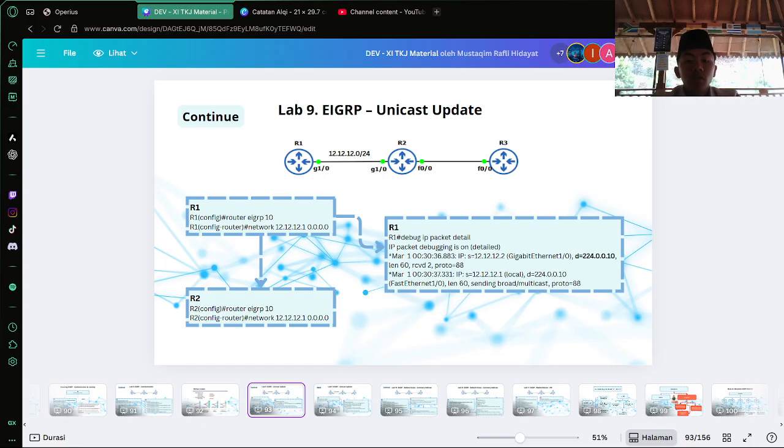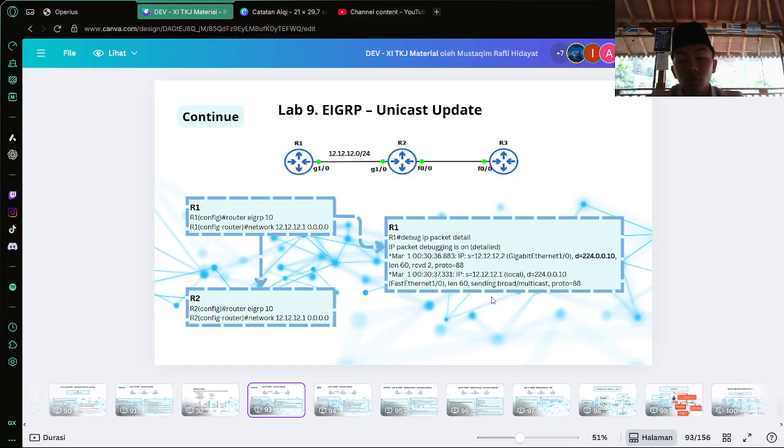This slide introduces the concept of AJRV unicast updates. By default, AJRV uses a combination of multicast and unicast packets. This slide forces AJRV to use only unicast updates. The scenario: this is a continuation of the previous slide with three routers. By default, AJRV sends multicast packets to discover neighbors and exchange hello messages.